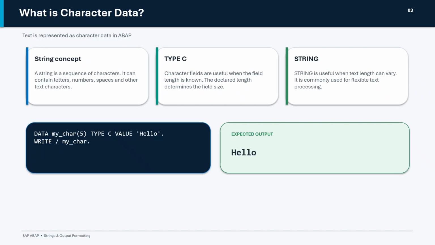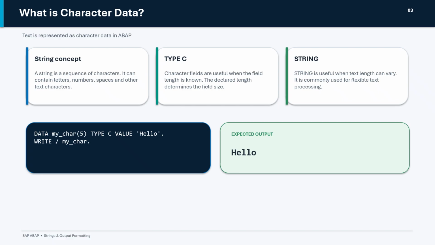Here, let's first understand character data. What is character data? A string is simply a sequence of characters. It can contain letters, numbers, spaces, and other text characters also. In ABAP, we commonly work with character fields using type C. When the field length is known, for example, we can define a character field with a length of 5 and assign the value hello.